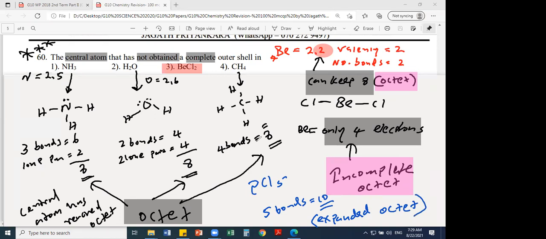If there are 8 electrons in the outermost shell or the valence shell, we call it octet. If there are fewer than 8 electrons in the valence shell, we call it incomplete octet. If there are more than 8 electrons in the valence shell, we call it expanded octet. Expanded octet is very rare in your syllabus, and incomplete octet also very few. Most other molecules have reached the octet. Octa means 8: octane, 90 octane petrol, 8 carbons. Right, so that is about question number 60.